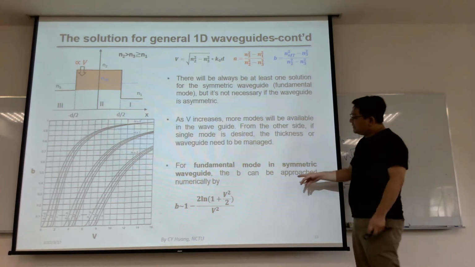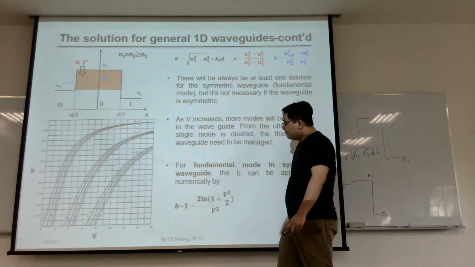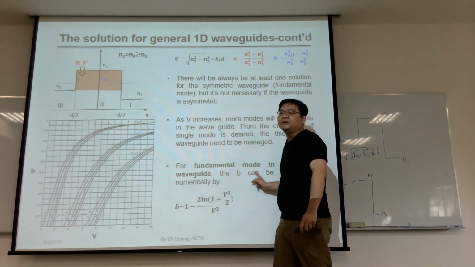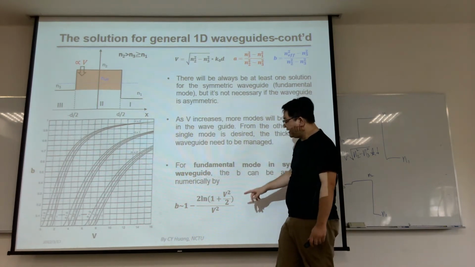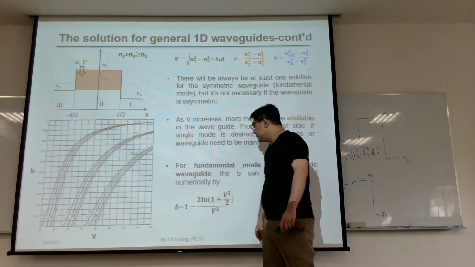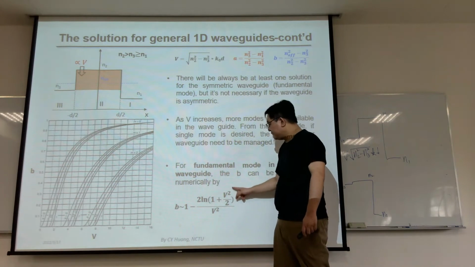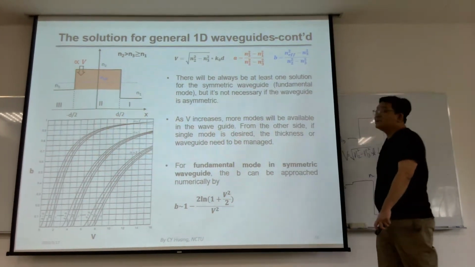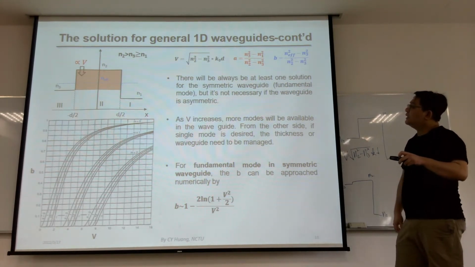Alright, so after you calculate V, we suggest that B for the fundamental mode, because only the fundamental mode is important for most cases, can be approximated as 1 minus 2 times the natural log of 1 plus V squared divided by 2, then divided by V squared again. Alright, so how accurate is that?